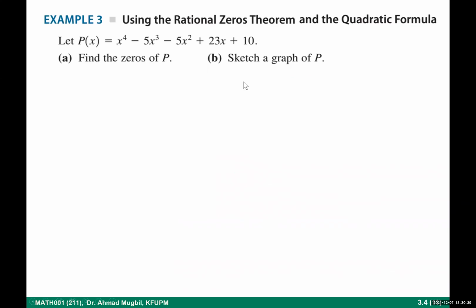Okay. Now let's try to solve this example. Let P of X be this polynomial of degree 4. List or find all the zeros. We need to find exactly what they are. All the zeros, rational or not rational, all the zeros. Then sketch the graph. And you know what you need to sketch the graph. You need the zeros, and to find the zeros, you need to factor. Okay. So let's start with part A. How to find all the zeros of this polynomial?